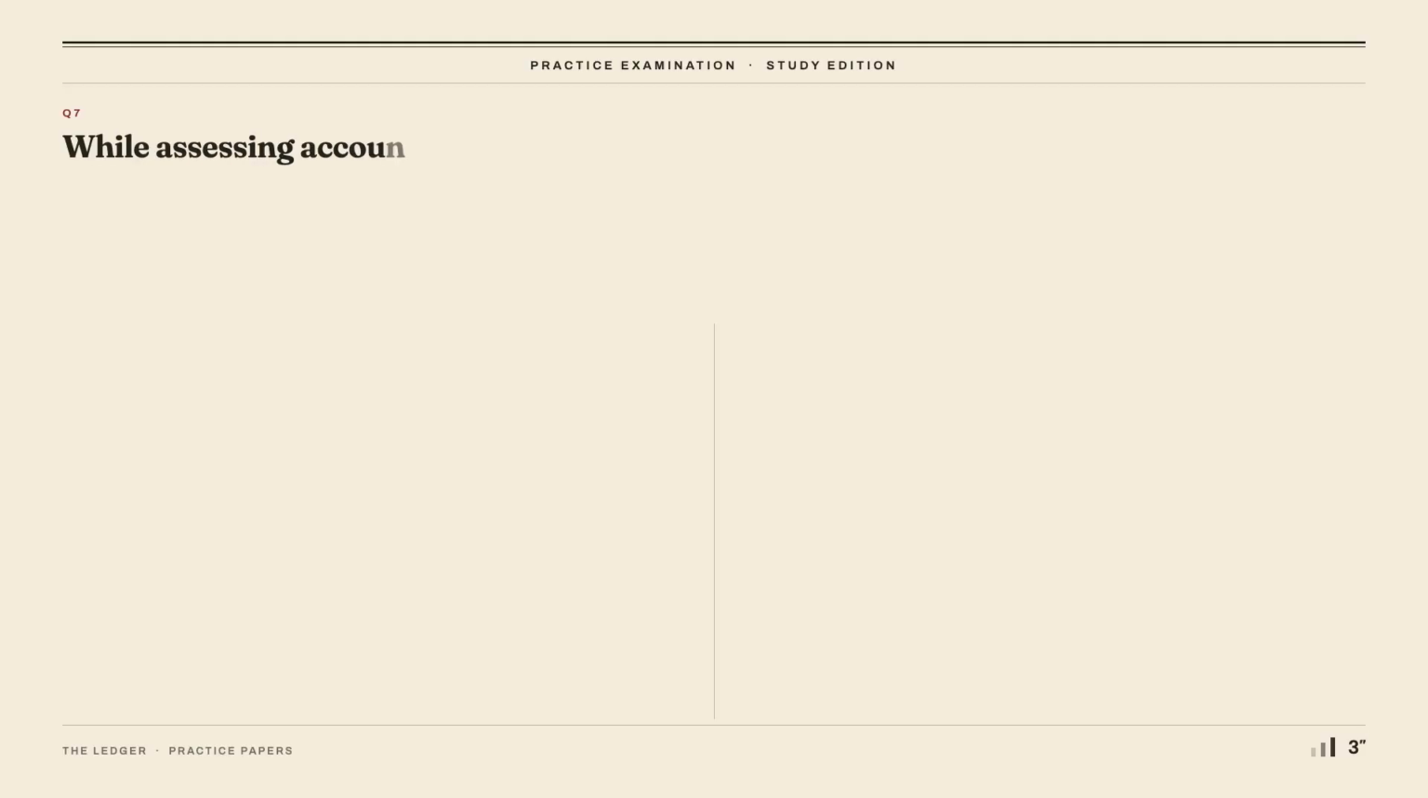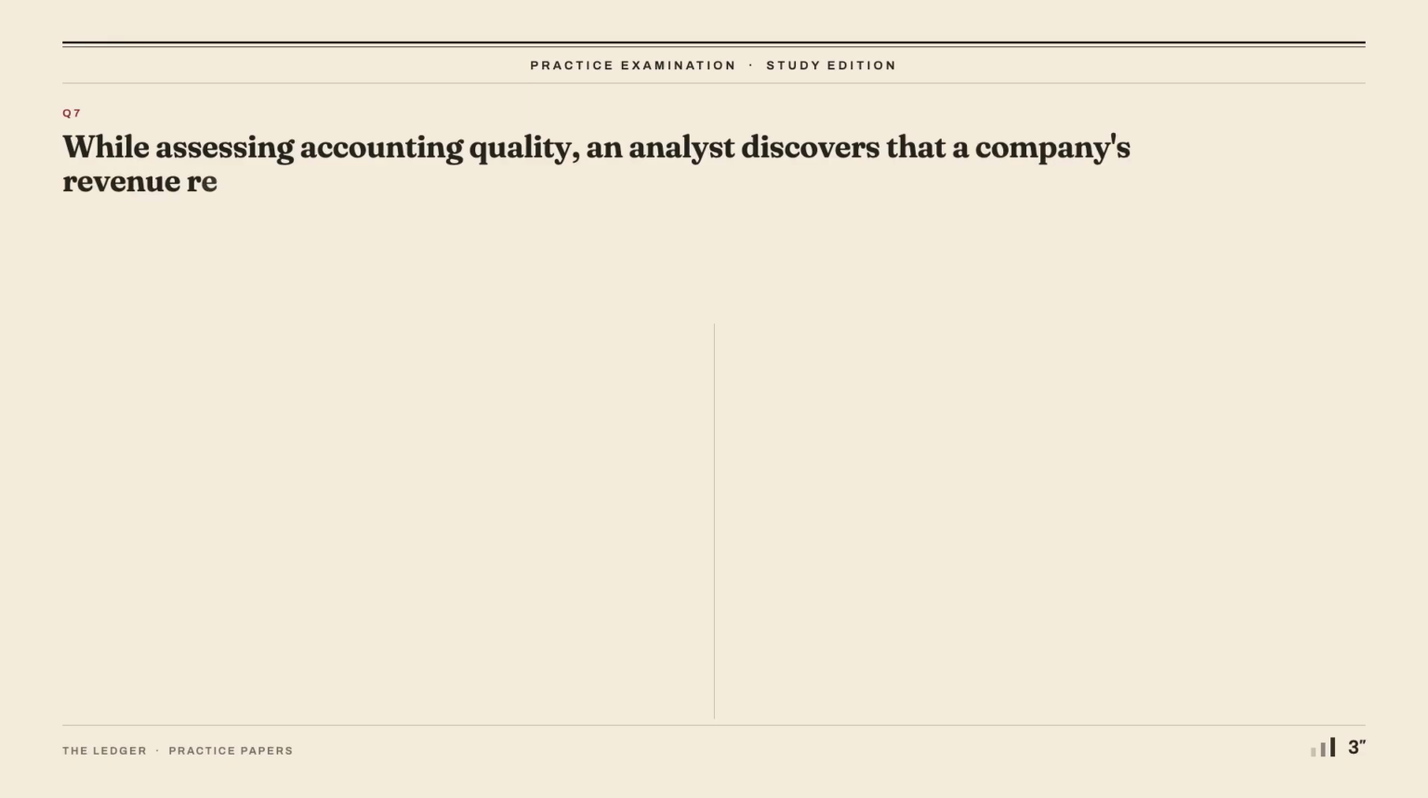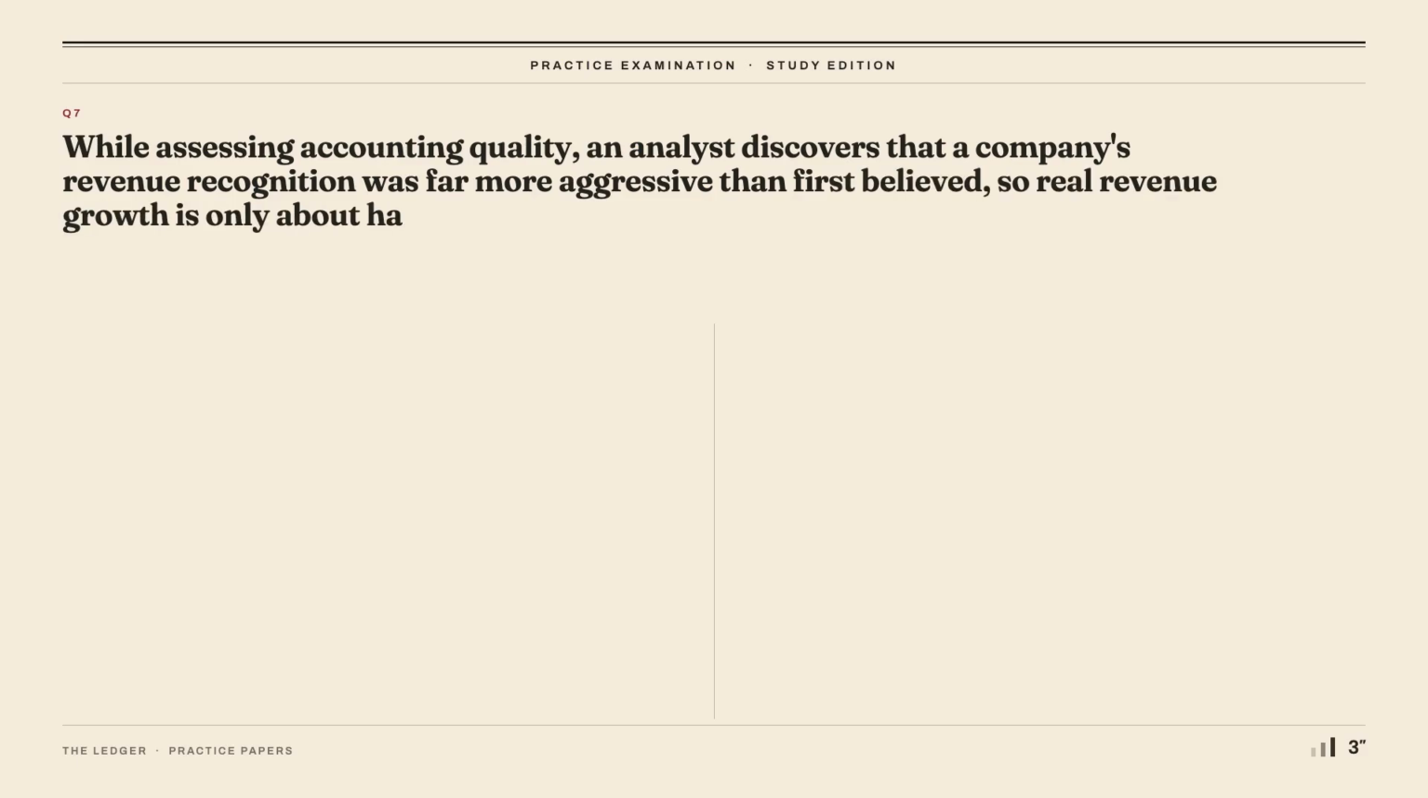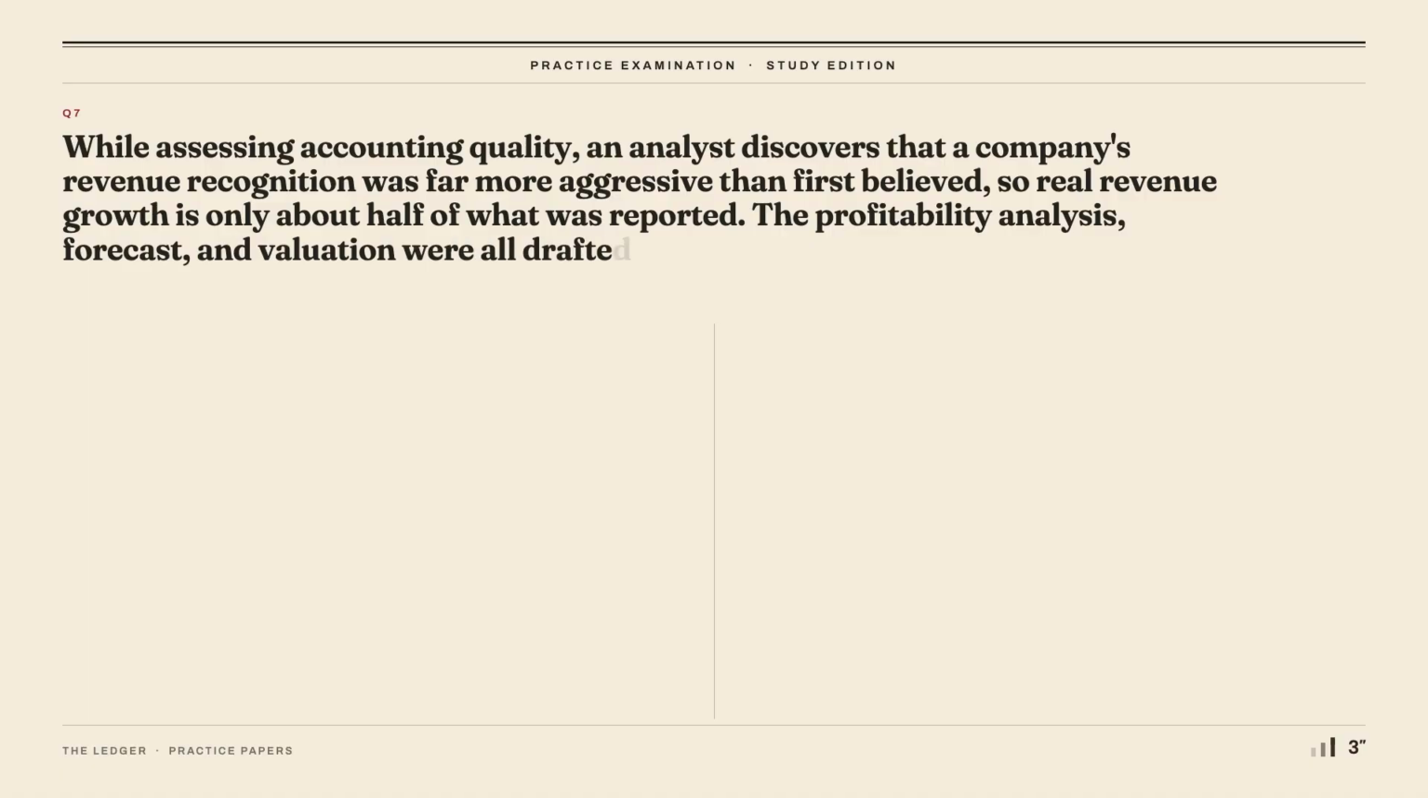Question 7. While assessing accounting quality, an analyst discovers that a company's revenue recognition was far more aggressive than first believed, so real revenue growth is only about half of what was reported. The profitability analysis, forecast, and valuation were all drafted using the original figures. What is the correct next action?